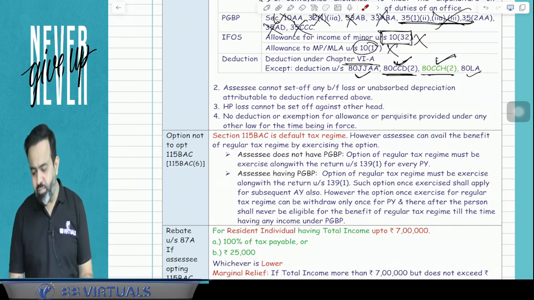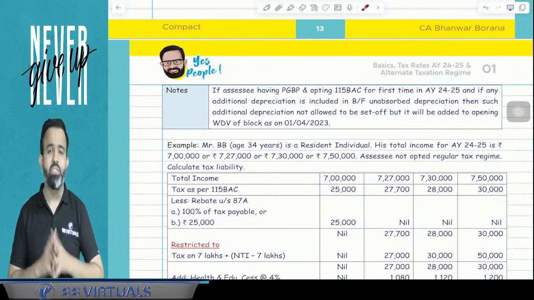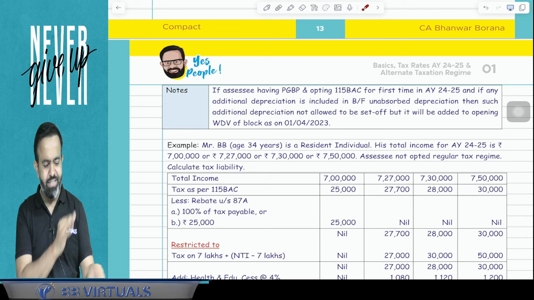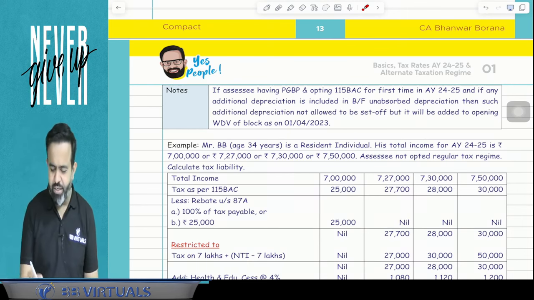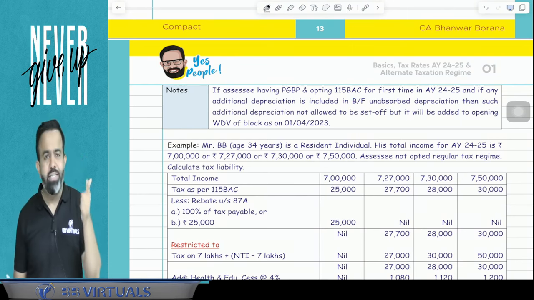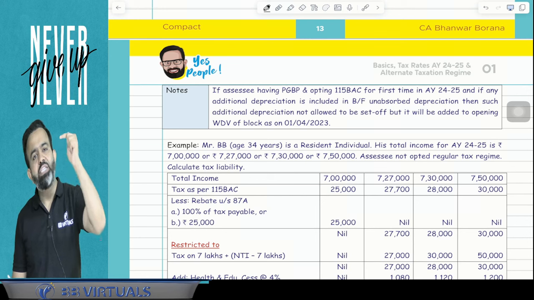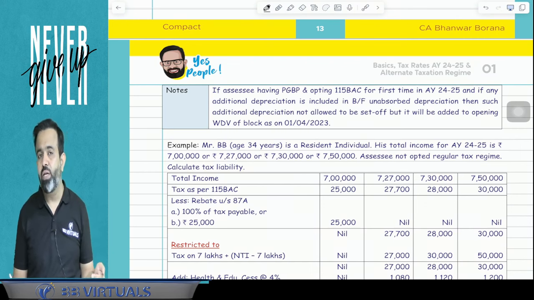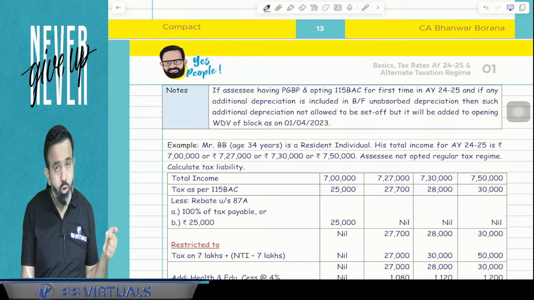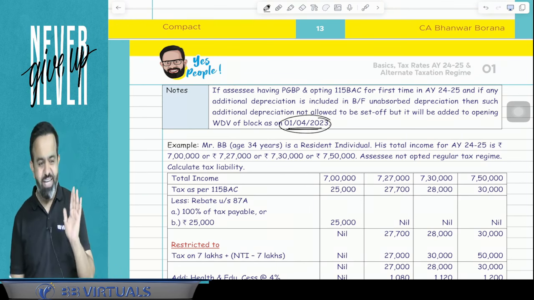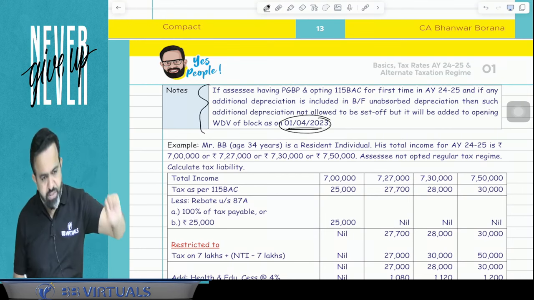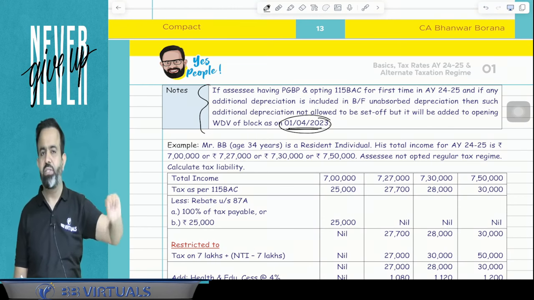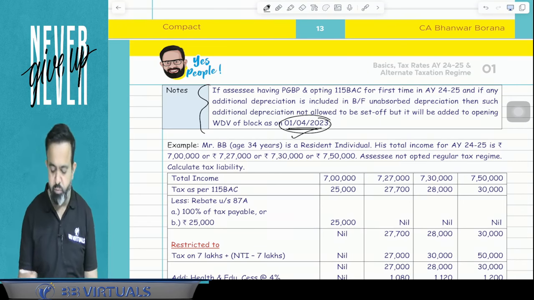Yes. Now, one more point. Guys, this section says that suppose you are having PGBP income and first time you are opting this section. When you are opting this section, then obviously additional depreciation is not available. But suppose there is an additional depreciation in your unabsorbed depreciation, then obviously that additional depreciation is not allowed to be set off. But guys, that additional depreciation will be added to your opening WDV as on 1/4/2023. But this is applicable only when in the current year you are opting first time 115 BAC and you are having the PGBP income, and in your unabsorbed depreciation there is an additional depreciation that is not allowed to be set off, but it will be added to your block of asset as on 1/4/2023.